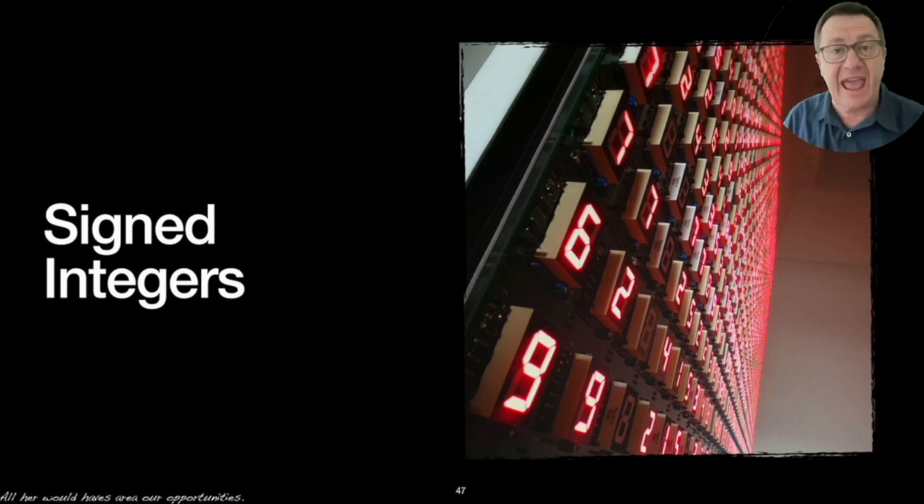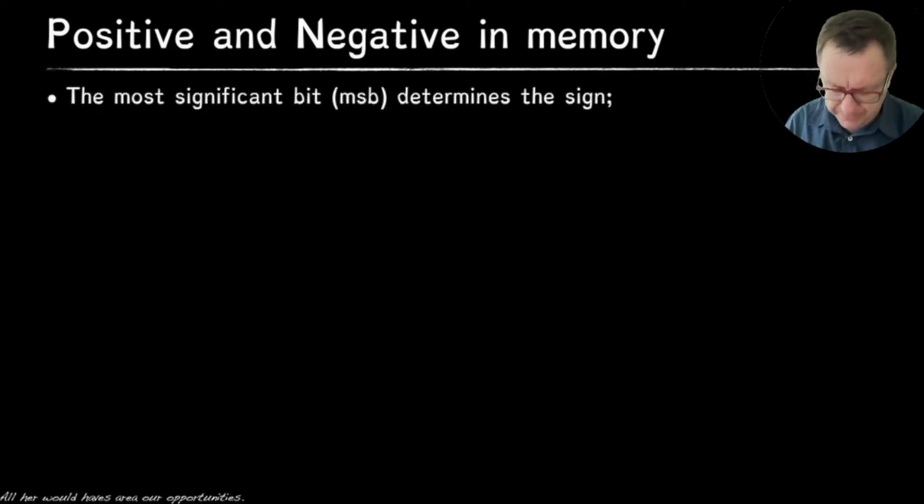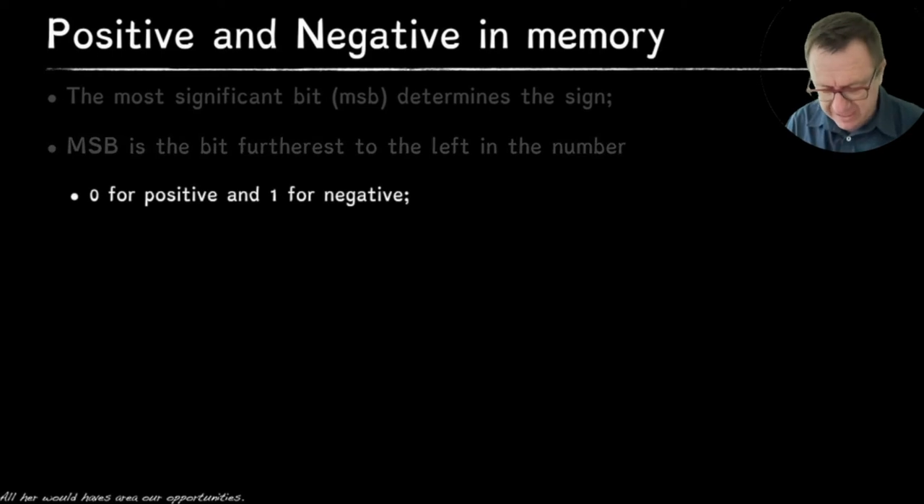Let's take a look at signed integers, positive and negative. How do we go about representing that in memory? We have to think, wow, David, positive and negative binary numbers, how does that work? Well, what happens is the most significant bit, the bit furthest to the left, is what we use to determine the sign. Zero is for positive and 1 is for negative.